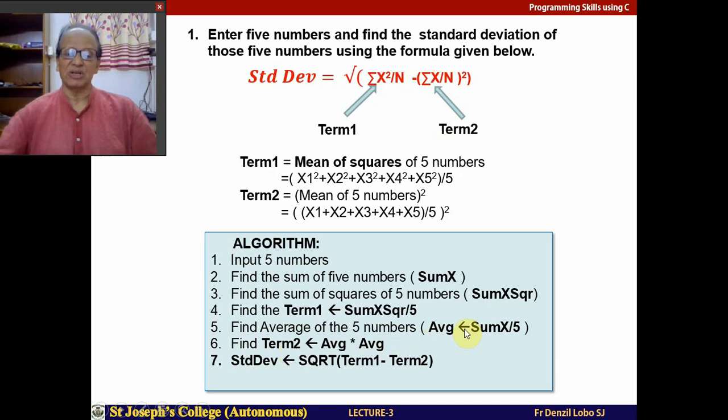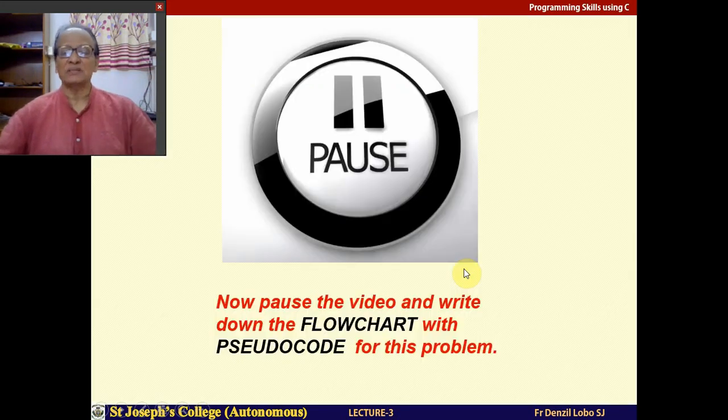And then term 2 is equal to average into average. Therefore, standard deviation is square root of, SQRT is the function we are going to use, term 1 minus term 2, which will give us the standard deviation of 5 numbers. We are going to come back to the same problem at least 2-3 times. At the moment, it is only 5 numbers. Then we will say n numbers, etc. So now is the time for you. Pause the video and write the flow chart and pseudocode for this problem.